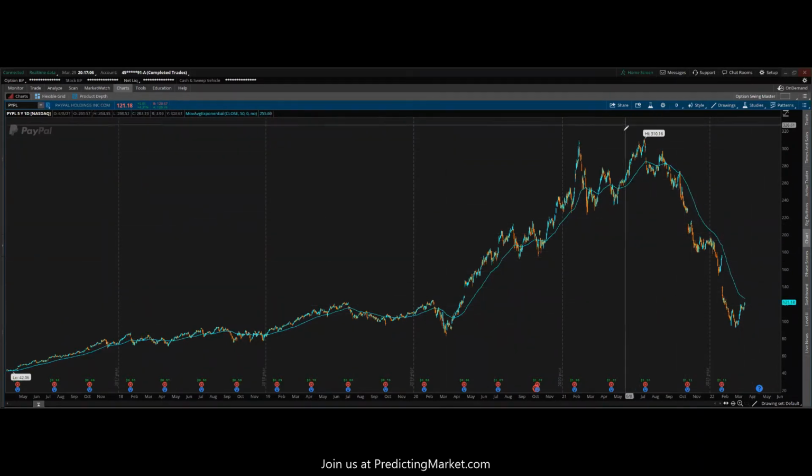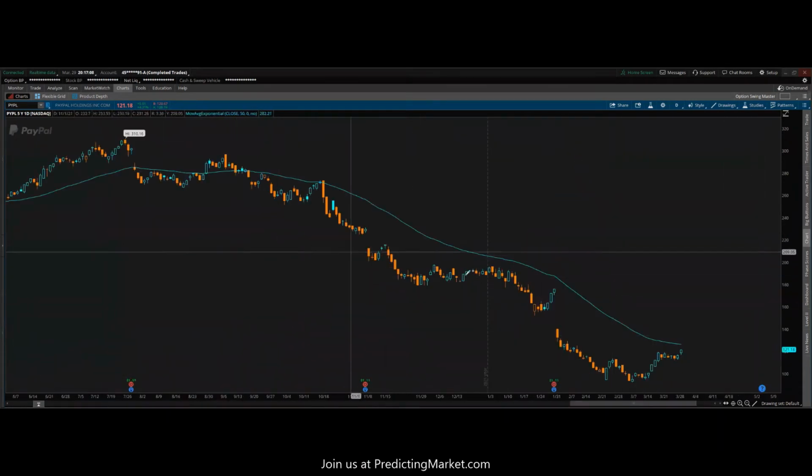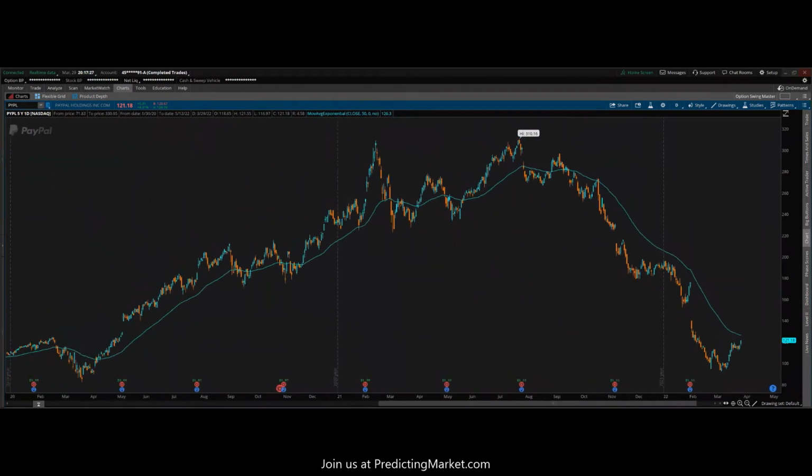Okay, so now can you guys tell me whether PayPal is bullish or bearish? Would you be long on PayPal based on what you see here? Right now, it looks bearish. Yeah, so you would never go long unless you break this level and it tests. That is the beauty of the 50 EMA.